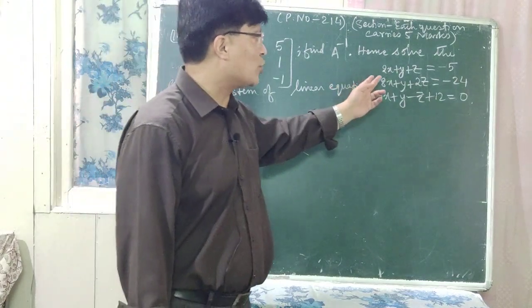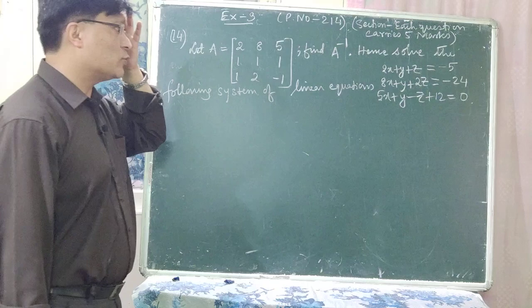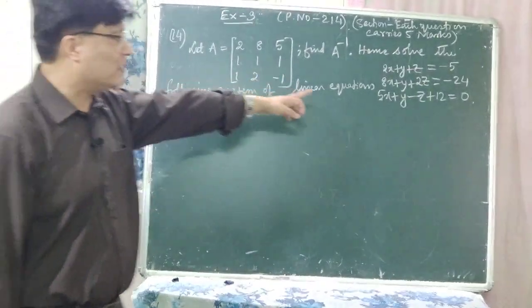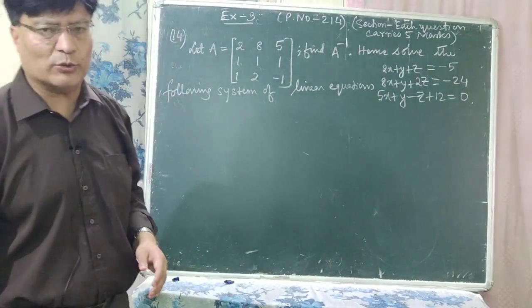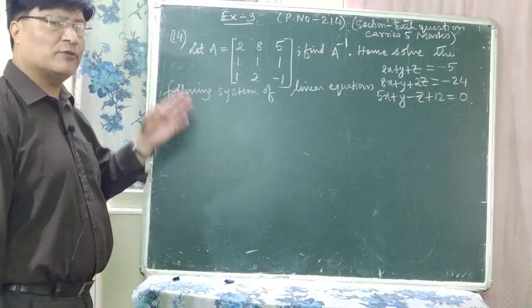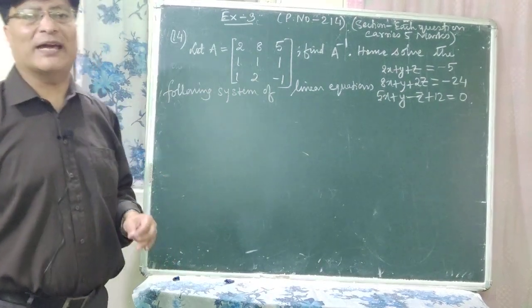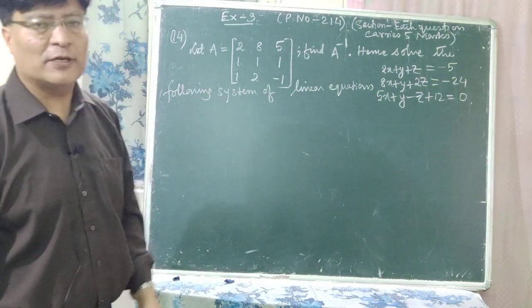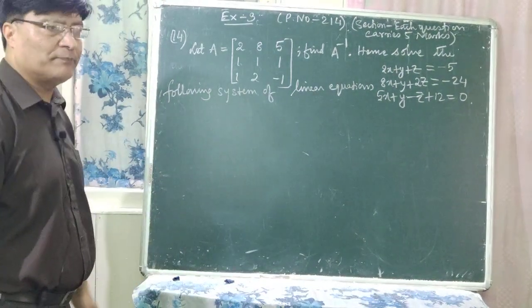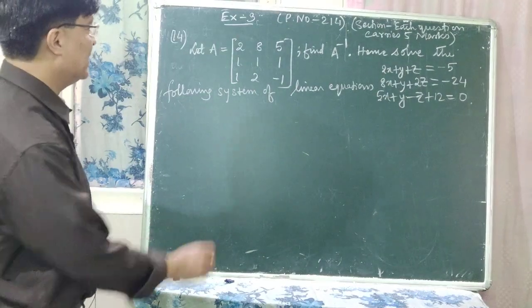That is, you have to solve 2x plus y plus z is equal to minus 5, 8x plus y plus 2z is equal to minus 24, and the third equation is 5x plus y minus z plus 12 is equal to 0. Now first of all you have to find out A inverse, the inverse of the matrix A. Then hence you have to solve the given system of equations. So first of all, let us find out the inverse of the matrix A, right?